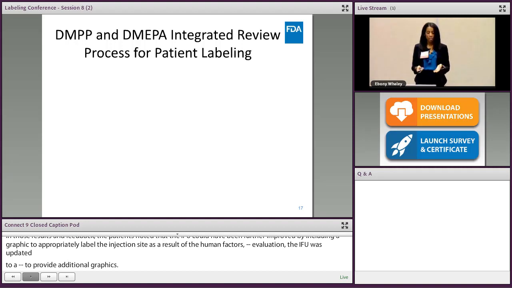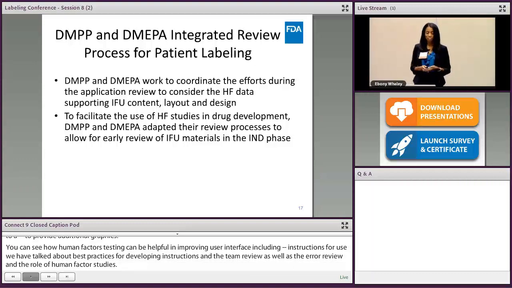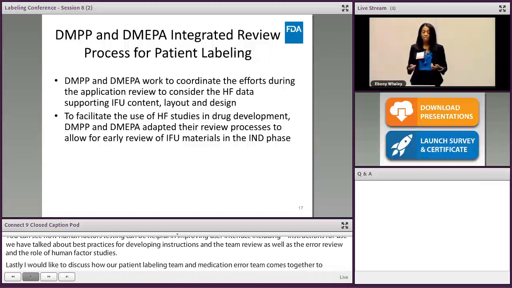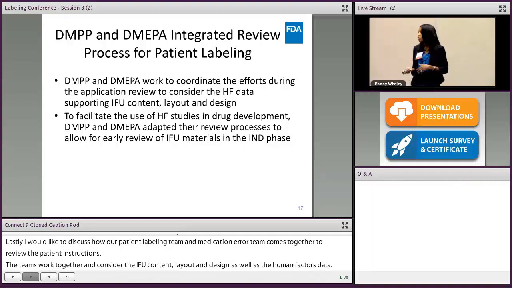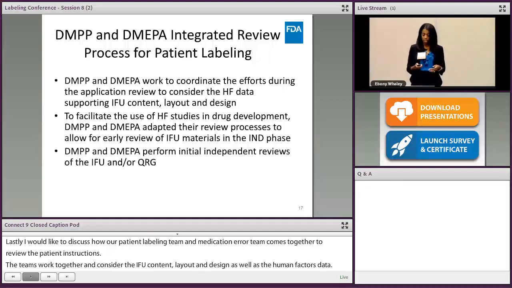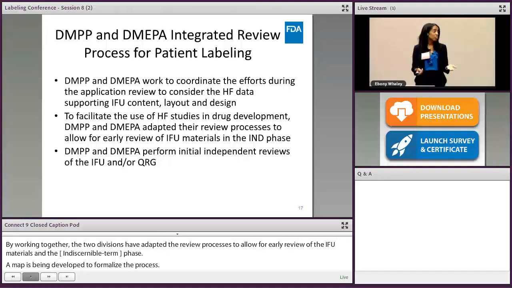So we've talked about best practices for developing patient instructions, the patient labeling team's review, our medication error team's review, and also the role of human factors studies. Lastly, I'd like to discuss how our patient labeling team and medication error teams come together for an integrated review of our patient instructions. The teams work together and consider the IFU content, layout, and design, as well as human factors data. By working together, these 2 divisions have adapted their review processes to allow for early review of the IFU materials in the IND phase, and a map is being developed to formalize this process.